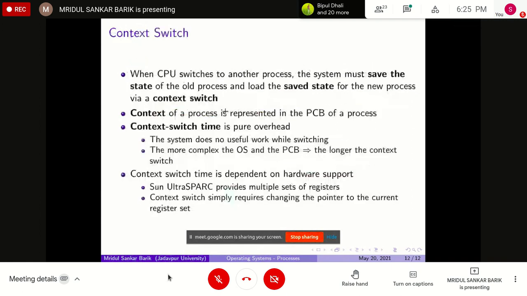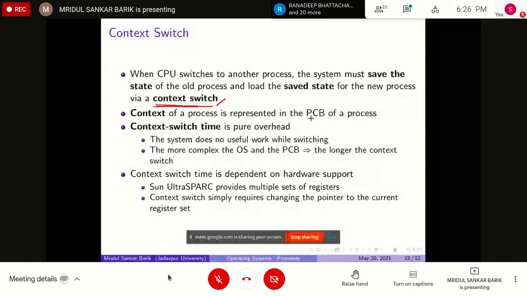Okay, so when the CPU switches from one process to another process, the system must save the state of the old process and load the saved state of the new process, and this is called the context switch. So context switch is the event when the CPU is switched from one process to another process, and during context switch, the activities are performed by the operating system. It switches the context from one process to another. The context of a process is represented in the PCB, the process control block.